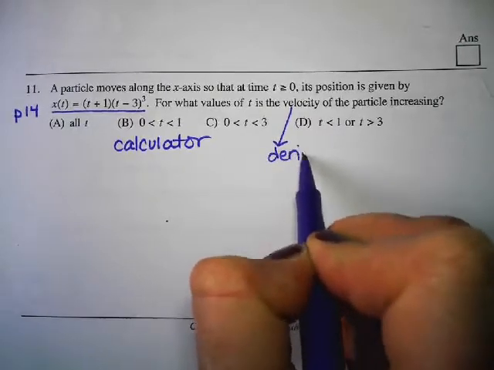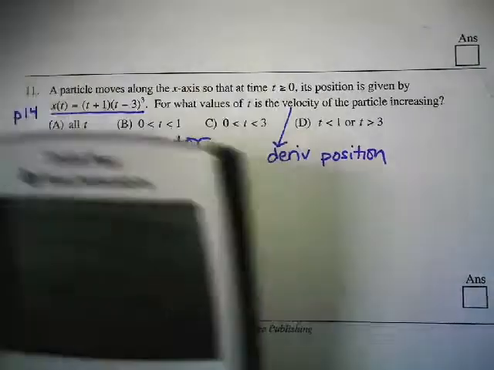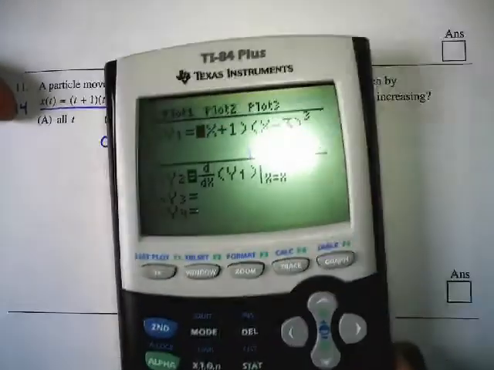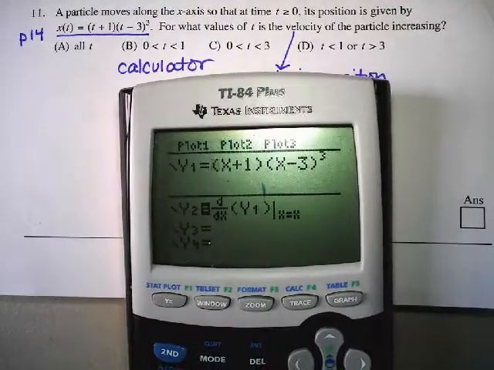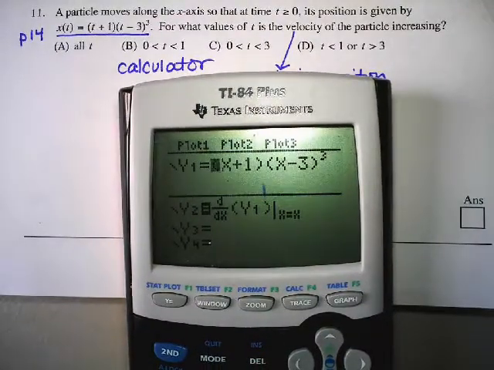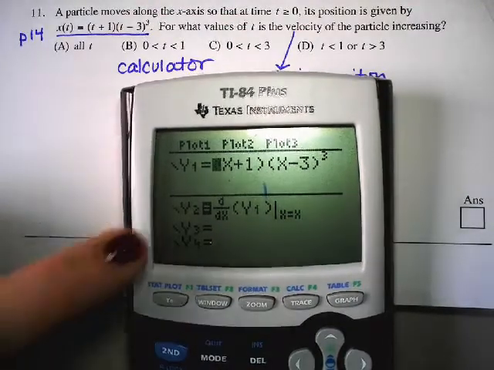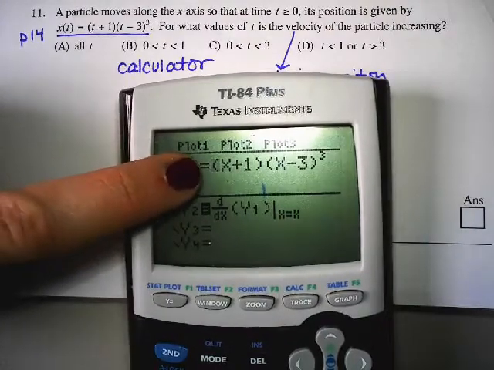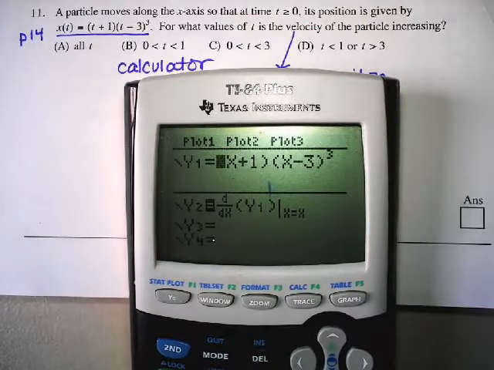Velocity is the derivative of the position. So I'm going to show you what I've got in my calculator. Okay, so into my y1, I put my position. Into my y2, I asked the calculator to take the derivative of y1, which becomes the velocity. Notice I turned off y1. I no longer have the equal sign highlighted. And when I hit graph, it's going to graph the velocity. I'm going to look and see where this velocity happens to be increasing.